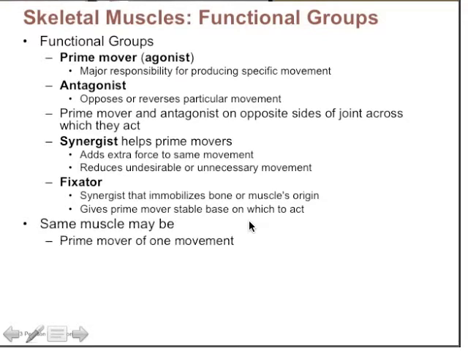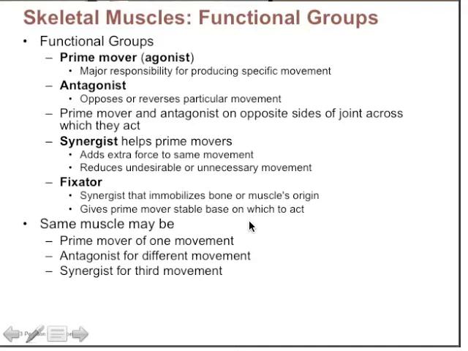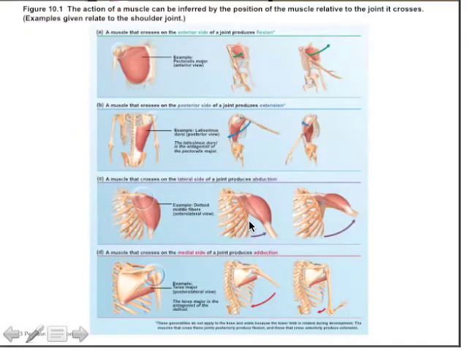The same muscle can be a prime mover of one movement, can be an antagonist for a different movement, and can be a synergist for even a third movement. A lot of these muscles, as we're going to find out, have a variety of attachment points, and different parts of the muscle can contract to produce different types of actions. And so what you're looking at here are just some different examples of muscles and how they act.